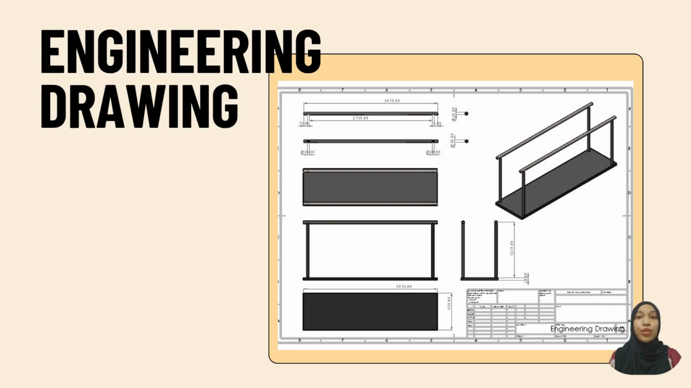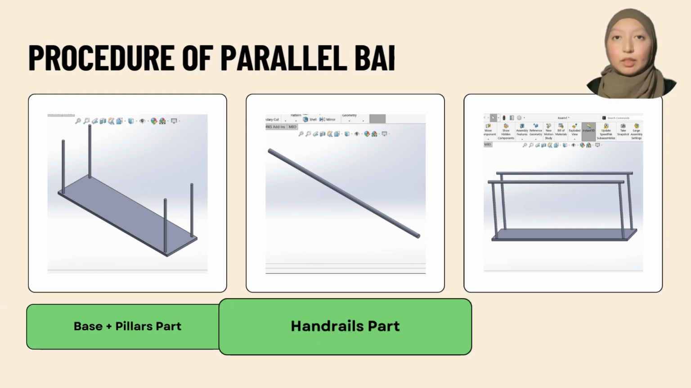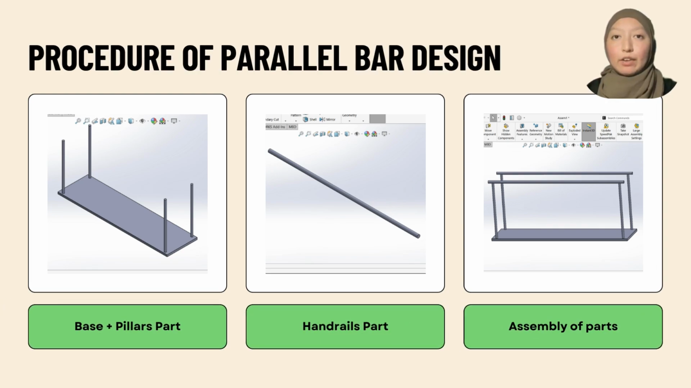This is the engineering drawing of our parallel bar design. It shows the full dimension and structure we create using SolidWorks before running any simulations. The design of the parallel bar was carried out in 3 main stages, involving the creation of the base with pillars, the handrails, and the final assembly.